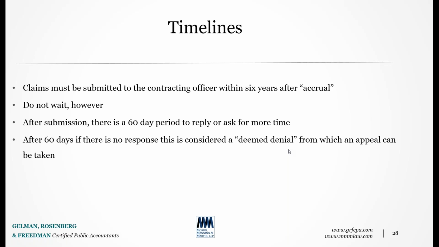After submission of the COFD, the contracting officer has 60 days to reply for claims of $100,000 or less. Or if the claim is over $100,000, then the contracting officer has 60 days to notify you of a new date when they will give you a decision. So they have the right to give themselves a little bit of an extension. Usually that's only for another 30 to 60 days, but they do have a little bit more time. If the COFD is not issued after the 60 days or the new date set by the contracting officer, then the claim is deemed denied and an appeal can then be taken.